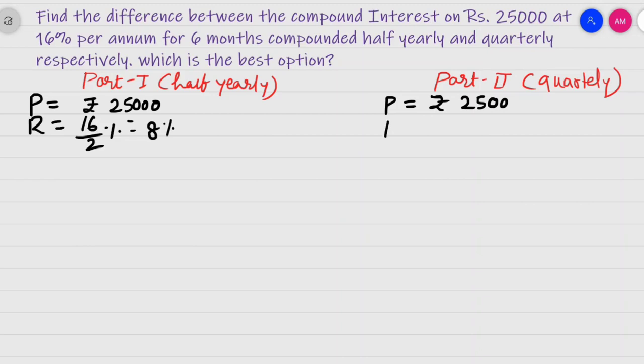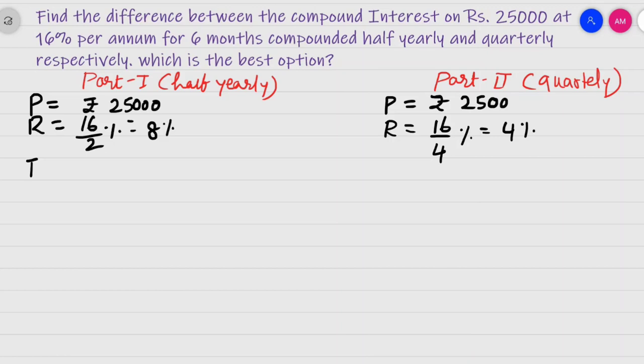Now here what will be the rate? Quarterly. That means 16 divided by 4%. So that will be equal to 4% because 16% was for annual, percent per annum. But here we are compounding quarterly. The amount is getting compounded quarterly. So the rate percent will be 16% by 4, that will be 4%.